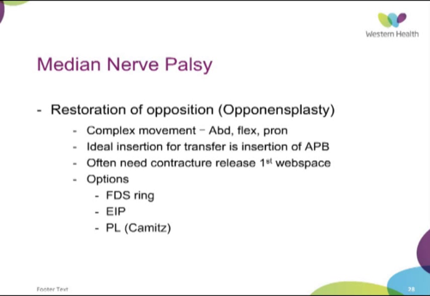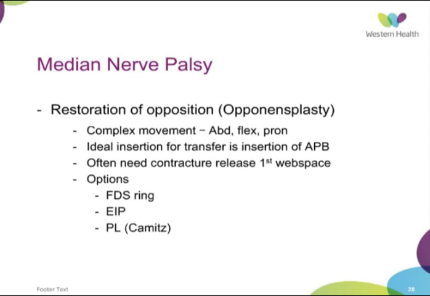So the very important restoration of opposition. It's a complex movement involving abduction, flexion and pronation of the thumb. Studies have shown that the ideal insertion for the transfer is the insertion of abductor pollicis brevis. And often contracture release is required, so you do this in a separate procedure prior to the transfer. So your options, there's three main options: flexor digitorum superficialis, extensor indicis, or palmaris longus.